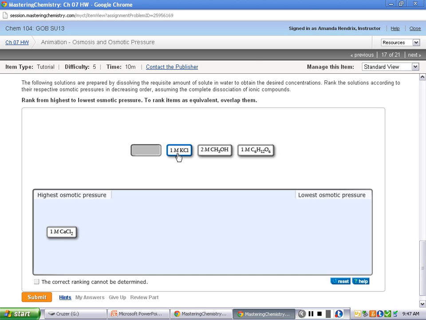Our KCl is going to form 1 potassium ion and 1 chloride, so it only forms 2. We're going to put it next.